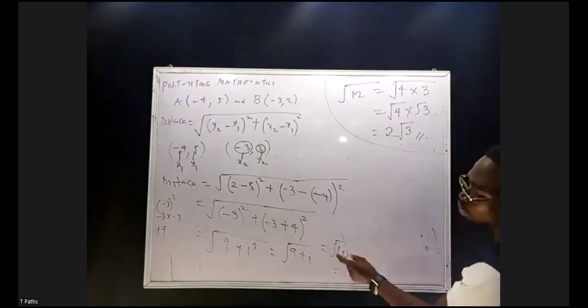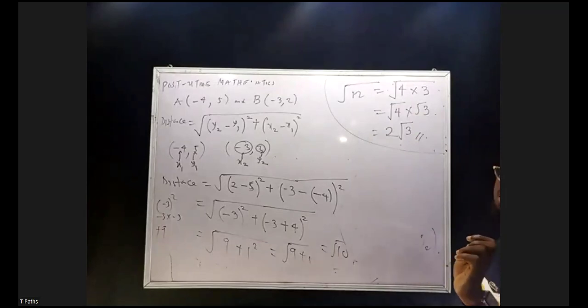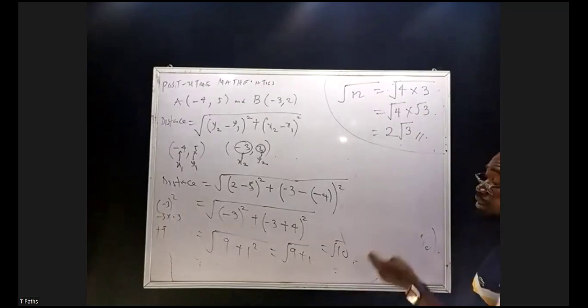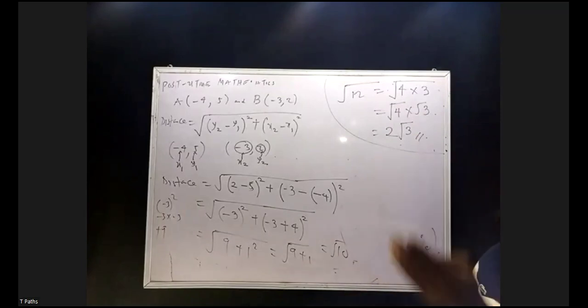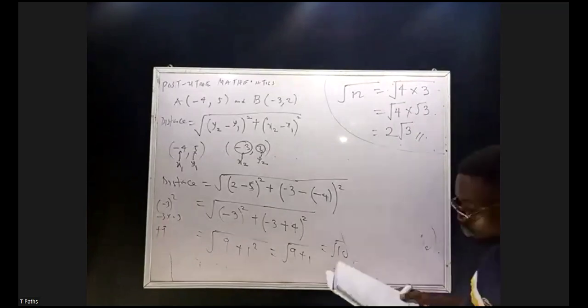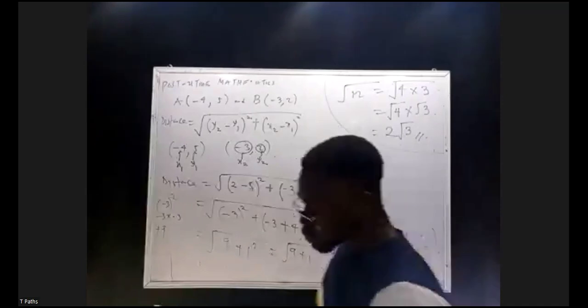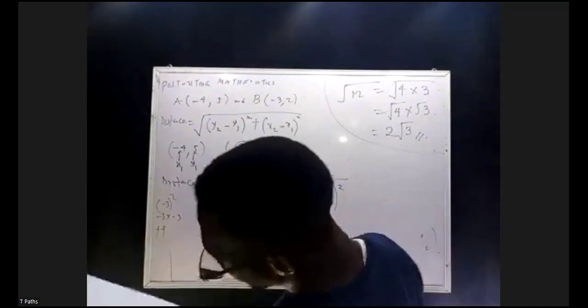I'm just trying to prepare your mind, in case you come across, in the case of 10 now, we cannot break it further. We cannot say 4 times 2 is not 10. Am I making sense? 4 times 2 is not 10. We cannot express 10 as a multiple of a number that has a square root. So that is that about that.